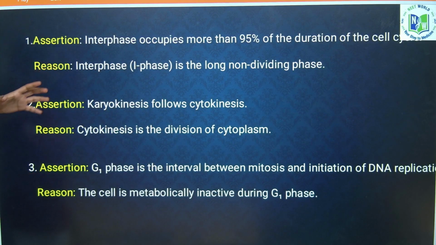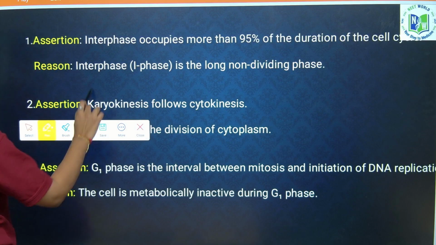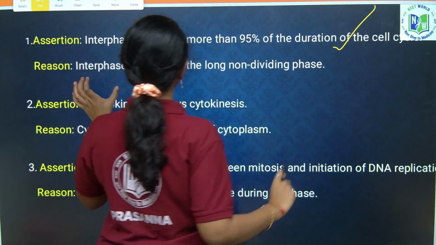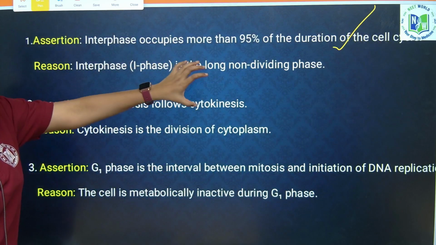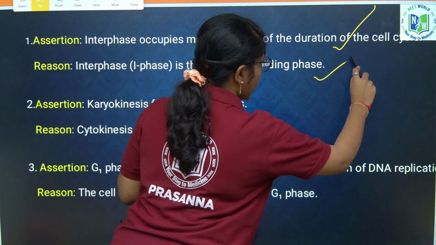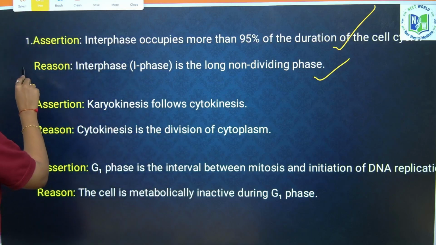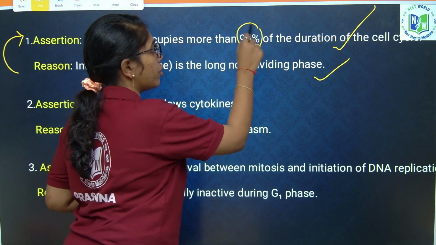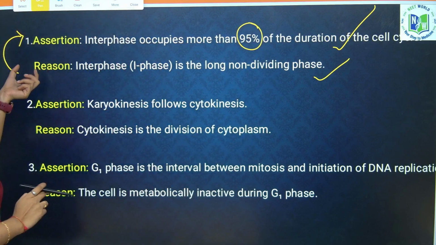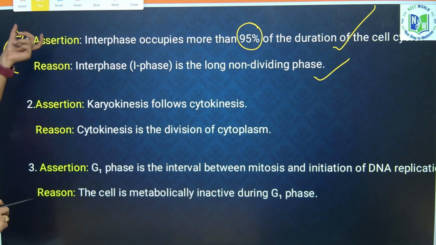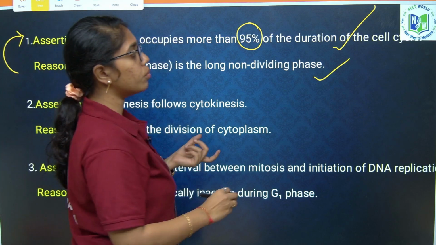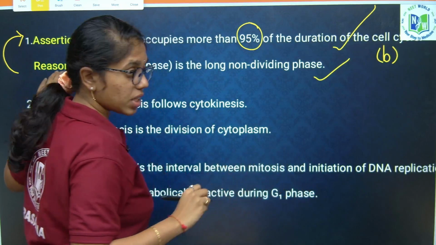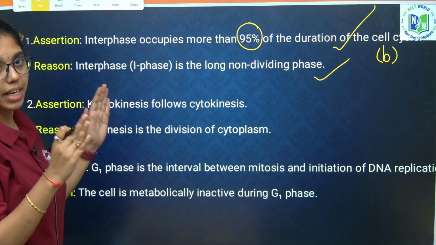In the assertion it is given that interphase occupies 95% of the duration of the cell cycle, it is correct, and in the reason it is said that interphase is the long non-dividing phase, the reason is also correct. But here the reason is not explaining why interphase is occupying 95% of the duration of the cell cycle. As the reason is not explaining the assertion, it will fall into option B, where both assertion and reason are true, but the reason is not explaining the assertion.